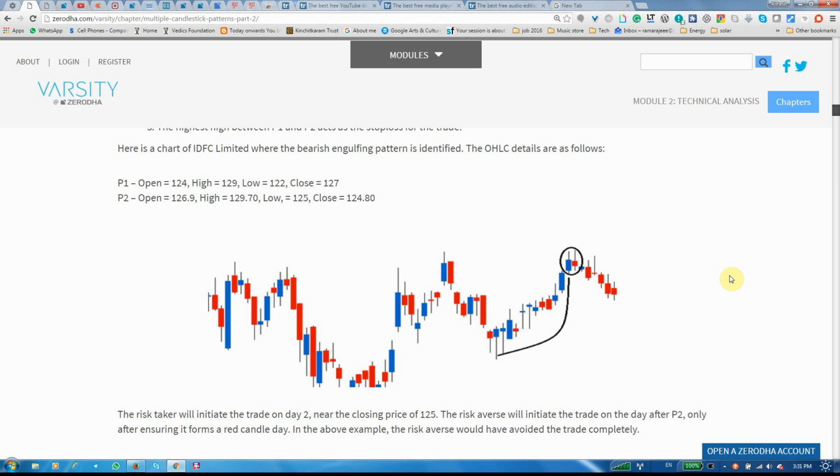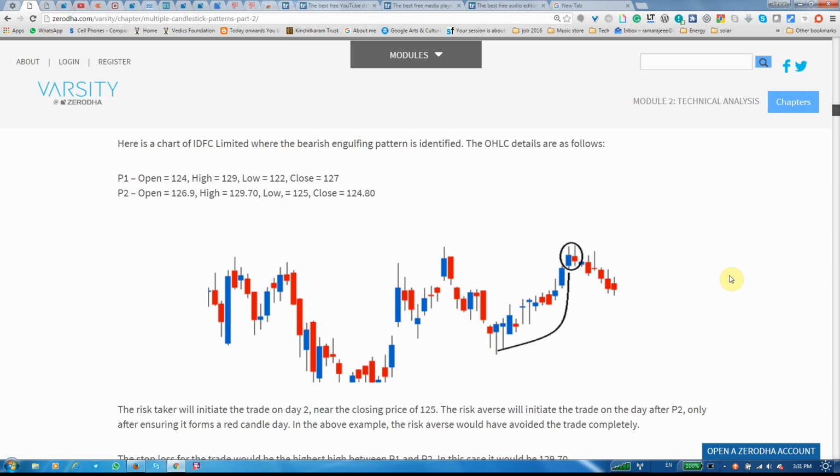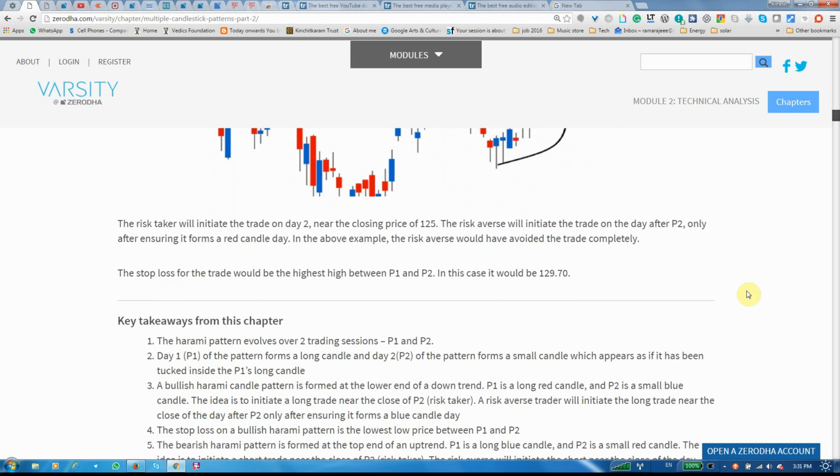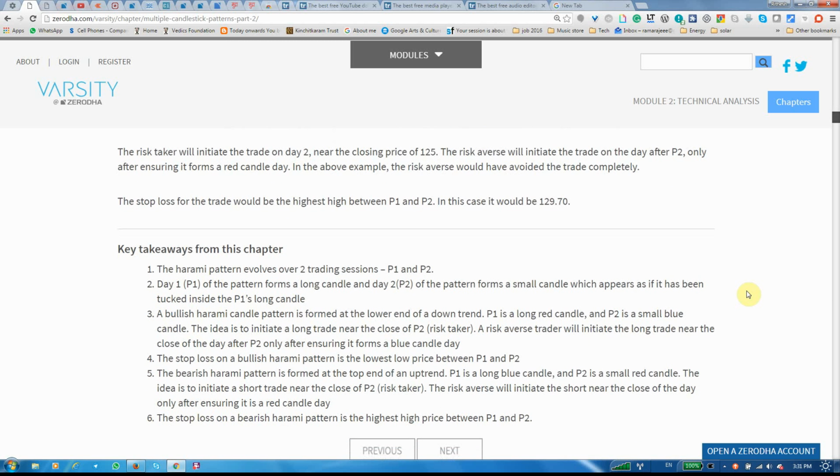The risk taker will initiate the trade on day 2, near the closing price of 125. The risk averse will initiate the trade on the day after P2, only after ensuring it forms a red candle day. In the above example, the risk averse would have avoided the trade completely. The stop loss for the trade would be the highest high between P1 and P2. In this case it would be 129.70.